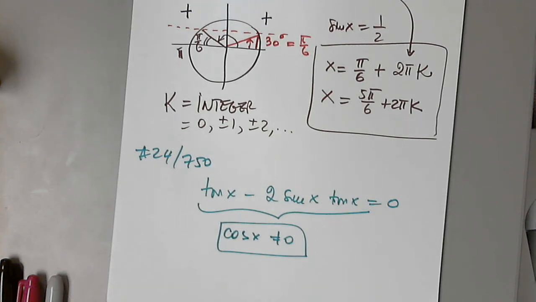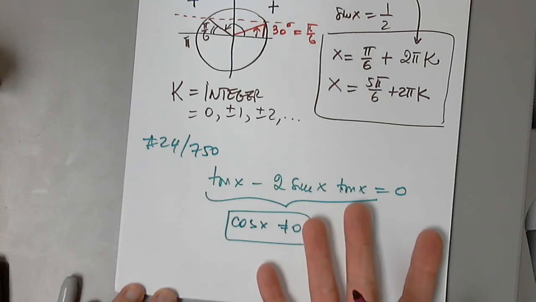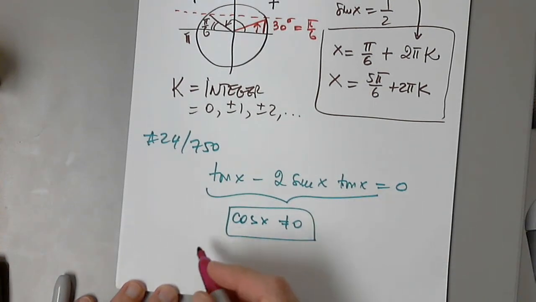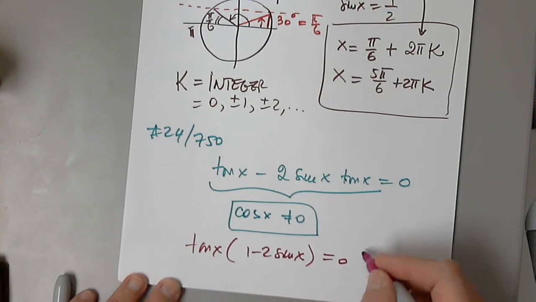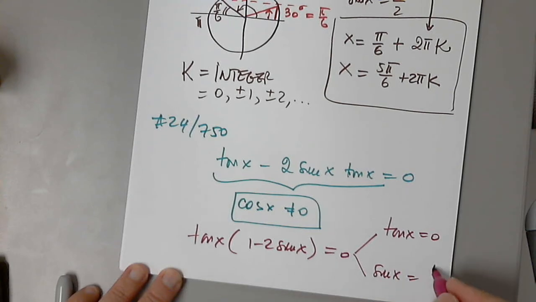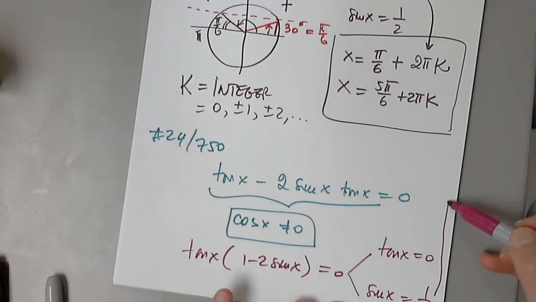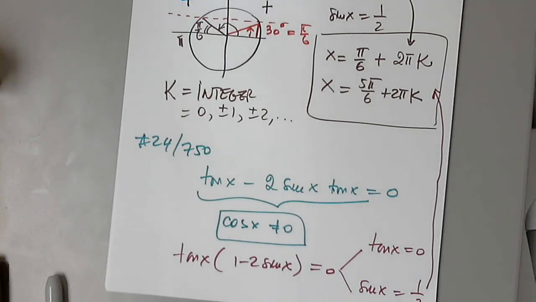Now, the rest should not be very difficult. Obviously, what am I going to do? Take out tangent. Very good. So 1 minus 2 sine x. So we have two possible options: either tangent x is 0 or sine x is 1/2. I'm going to refer back to this, so I'm not going to write the solutions for sine equals 1/2 because we already discussed them. They're the same. But I'd like to discuss tangent equals 0.